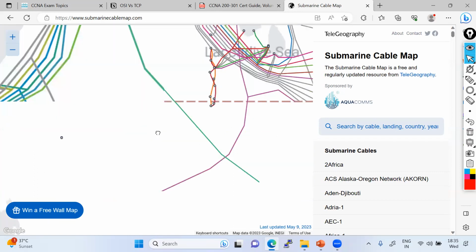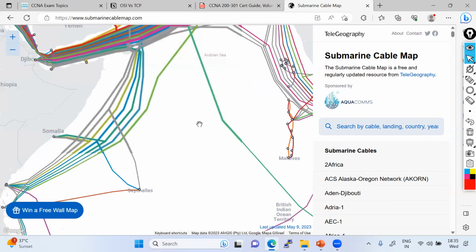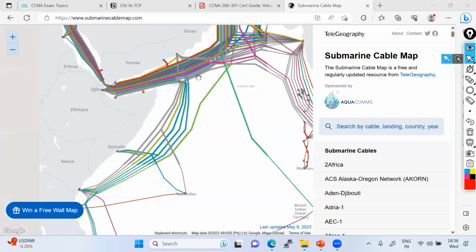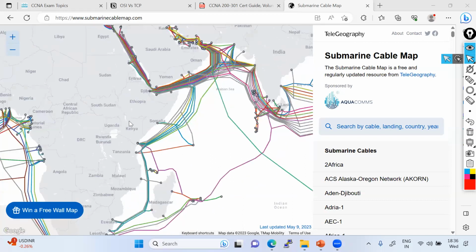These are the sea cables. Trust me, these are the real sea cables. And if anyone cuts them, your communication is going to break. Under the sea, we have all these fiber cables, all fibers. Every country is connected with sea cables. Okay, so this is how a sea cable looks.